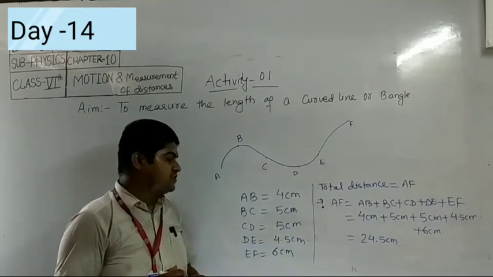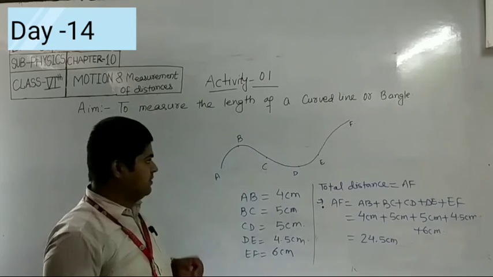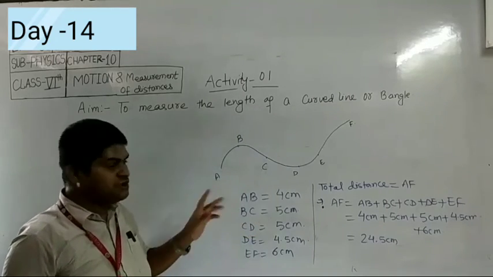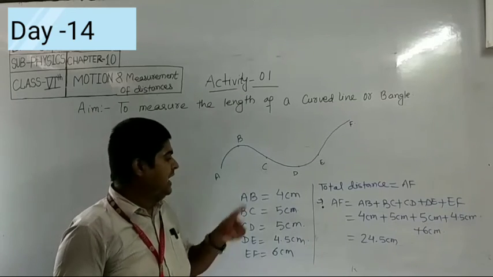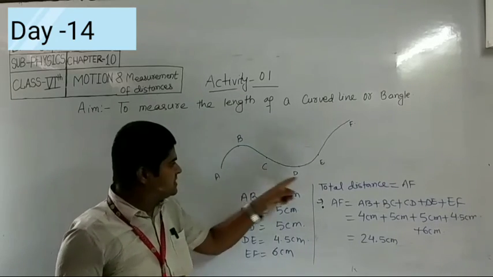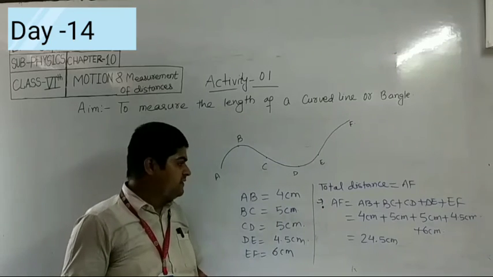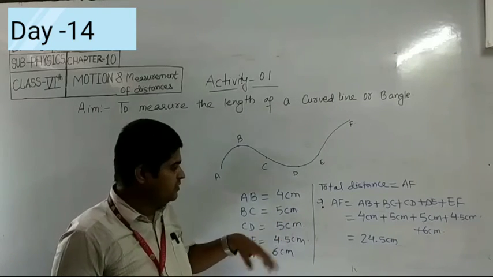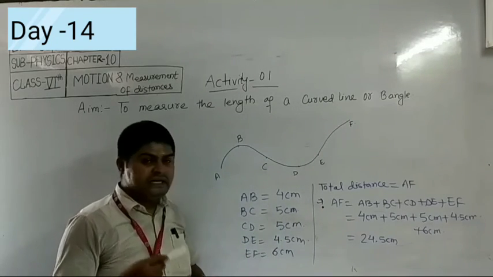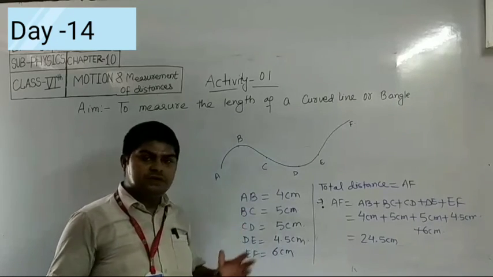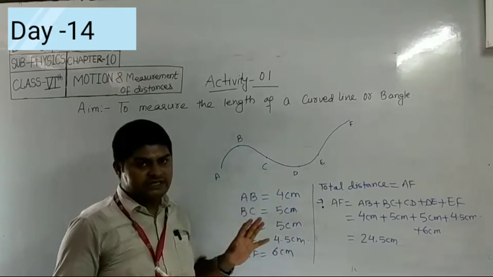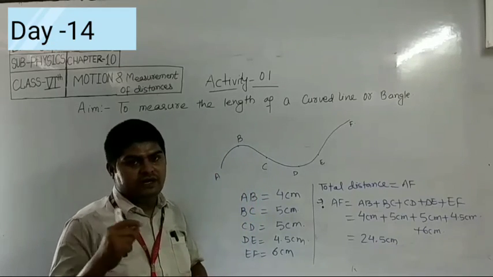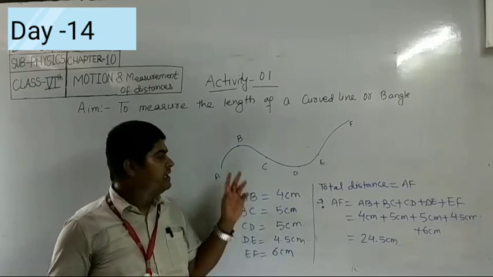Okay, students. So today's class is over, and the homework is that you will do these two activities. That means you will try to find the length of the bangle and you will find the length of this curved line, and you will give the data according to your own activity. And in the next class I will do these two activities. So your homework is to find the measurement of any bangle, any type of bangle, and this curved line.